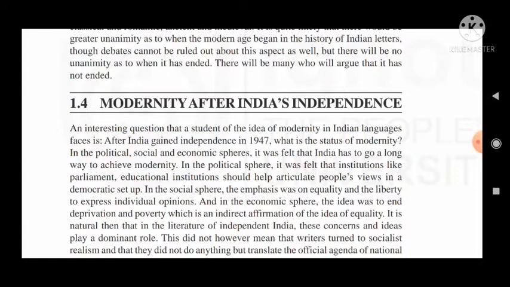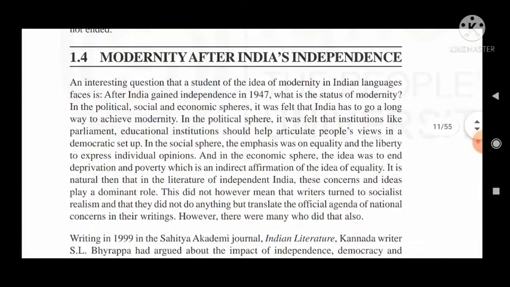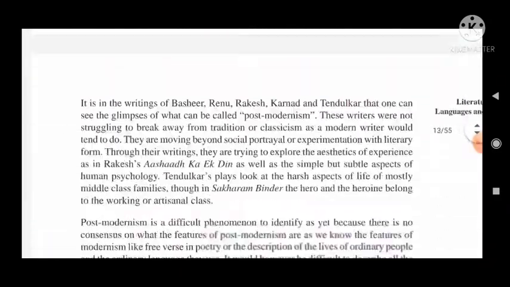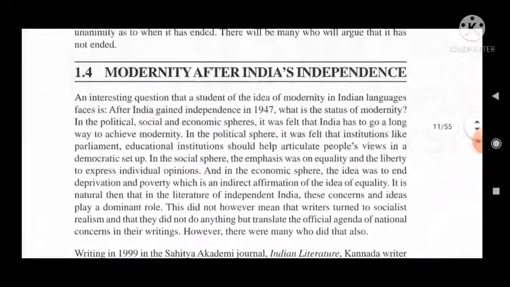Then come to 1.4, modernity after Indian independence. What was modernity after Indian independence? We will study the modernity after Indian independence.